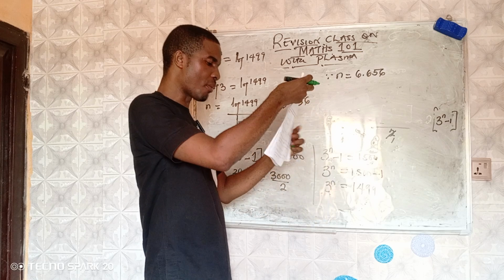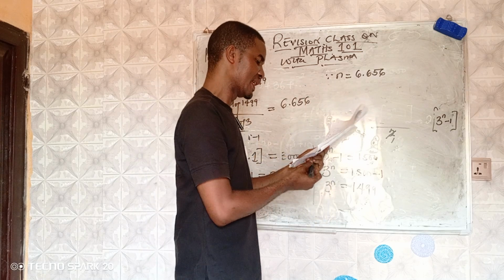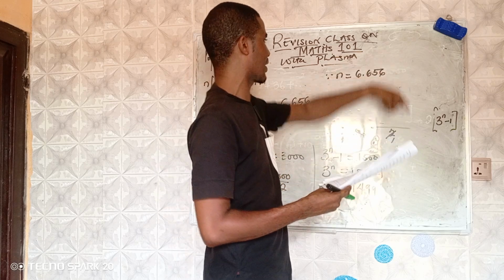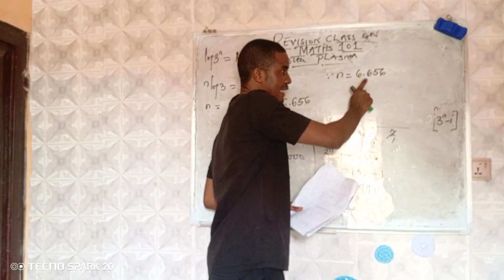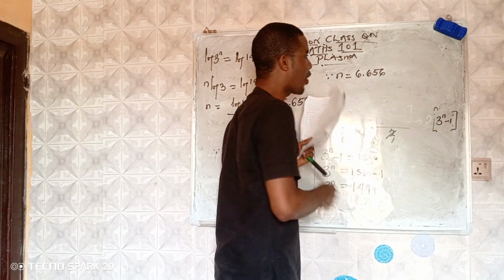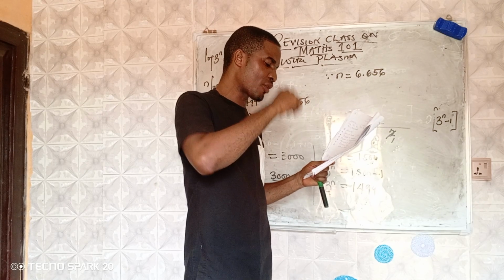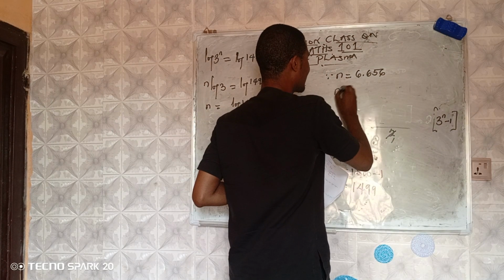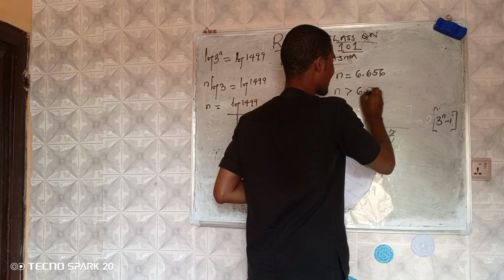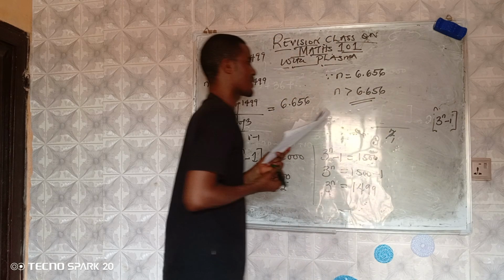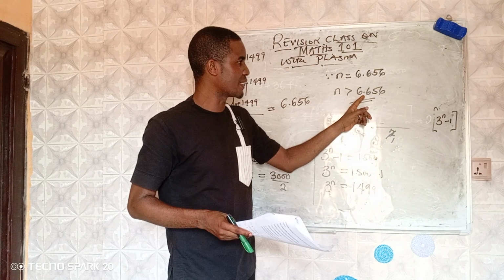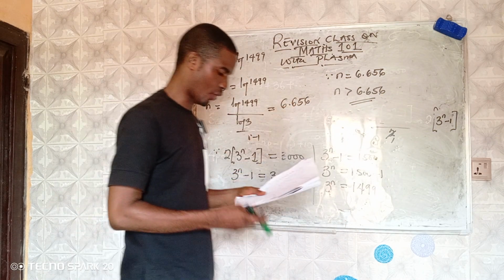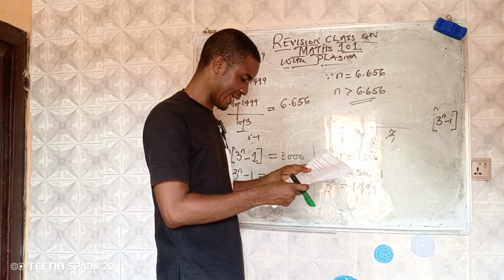What is the smallest number of terms of the GP that will give a total greater than 3,000? This one will give total equal to 3,000. So the smallest number of terms of the GP that will give a total greater than 3,000 will be n greater than 6.656. This is how you report your answer. When n is greater than 6.656, bam, it will be greater than 3,000. So that is one of the examples I wanted to shed light on.